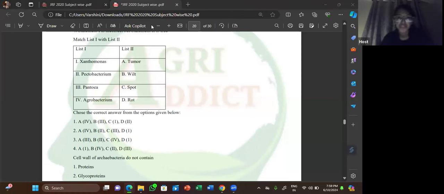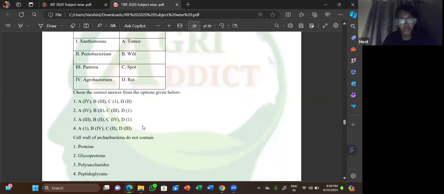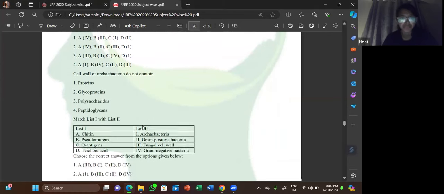Yeah, very good. Option one, Xanthomonas causes spot. Pectobacterium, you all know, in case of carrot, it causes rot. Pantoea stewartii causes wilt in case of corn, whereas Agrobacterium tumefaciens causes tumor. That's why option one is the right answer. Now, let me go to the next question.